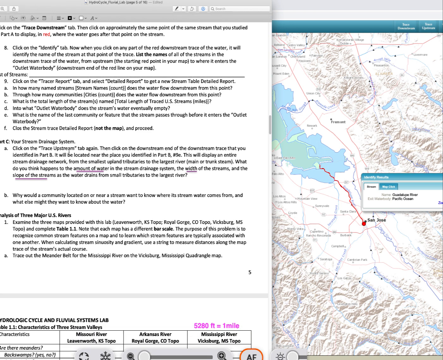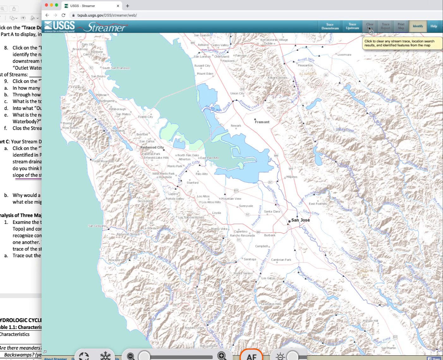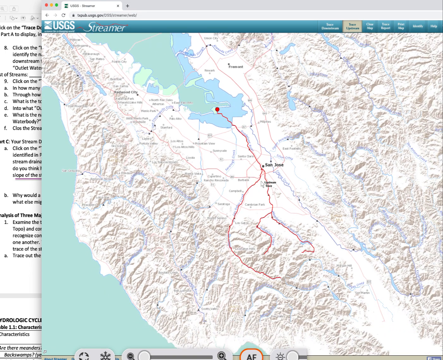In fact, this part here, we want to click on this upstream tab again and then click the downstream end of the stream that we identified over here. So what we want to do here, let's just clear the map here and do the upstream tab. And then I'm going to click somewhere in here where we just were, kind of where the outlet was. And you can see now for this part, a third stream joins it up here, which must be the Los Gatos Creek. Yeah, Los Gatos Creek now joins it, right?